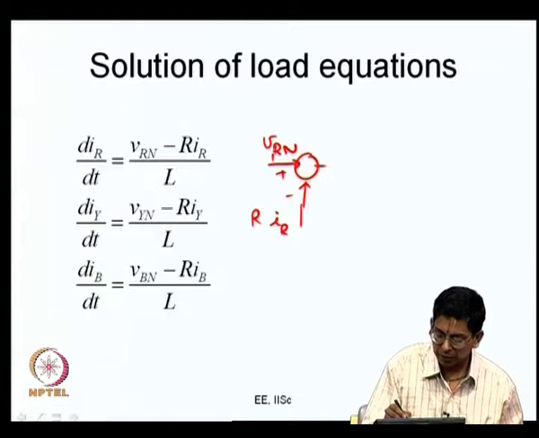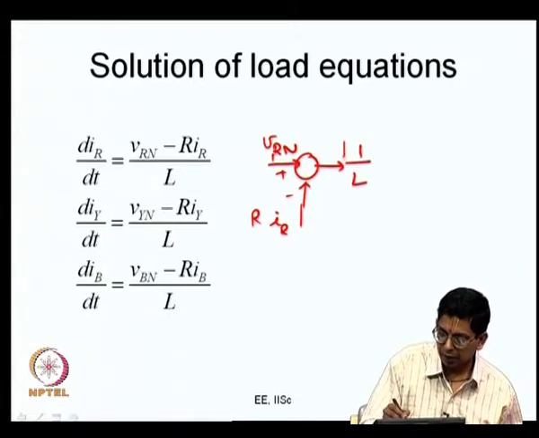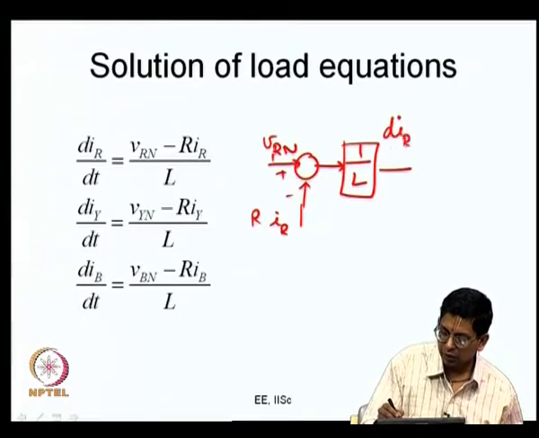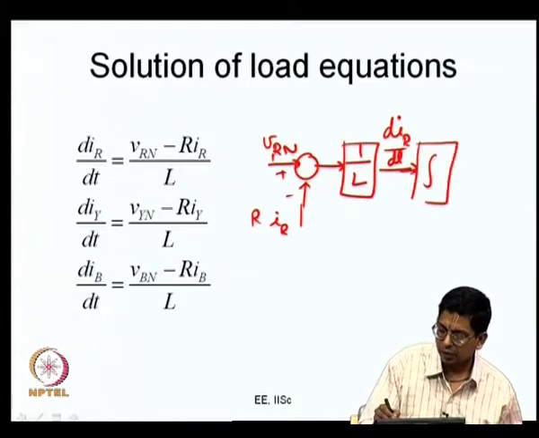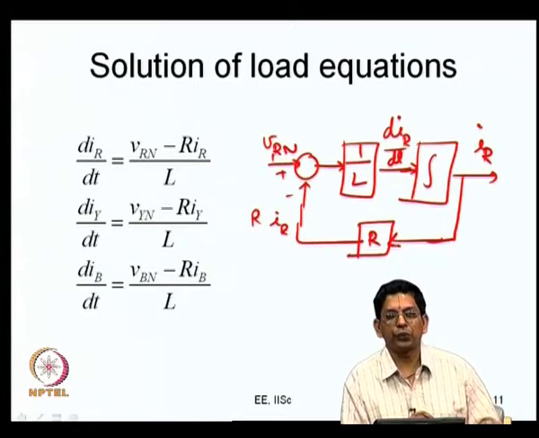You subtract, and that will give you L dIR by dt. You divide it by L, you get dIR by dt, and you integrate that. This will give you IR. You can multiply this by R. Get this now. So, this is how you do that.